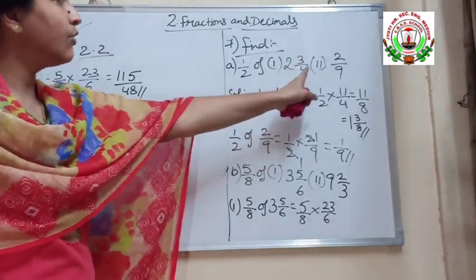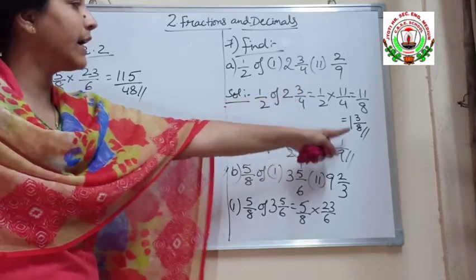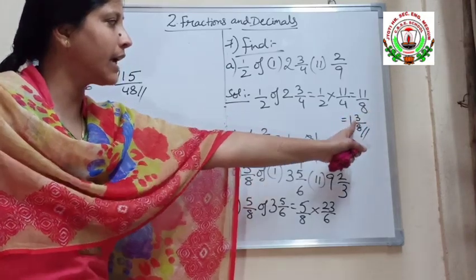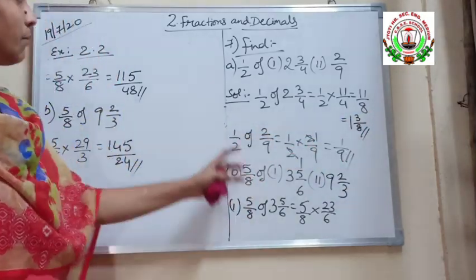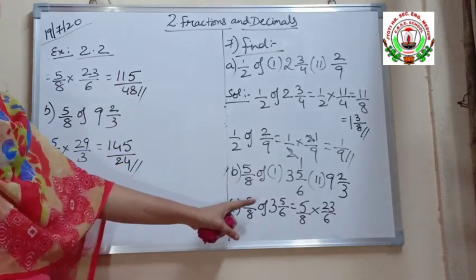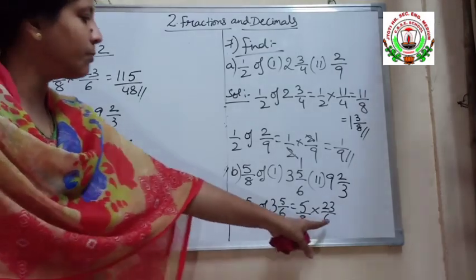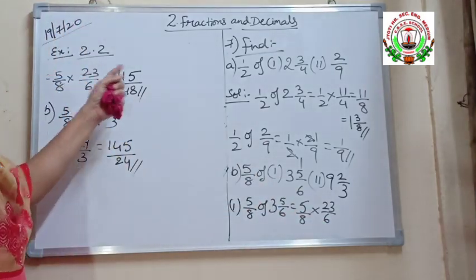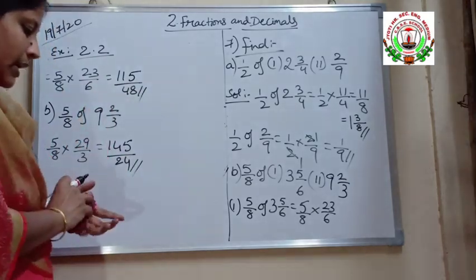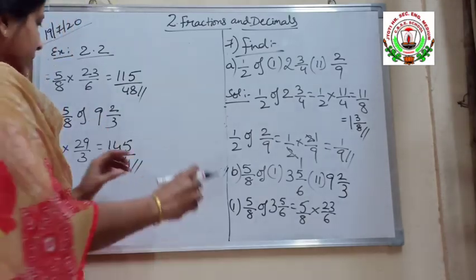See, they have given here half of this 2 3 by 4. So I changed this mixed fraction into an improper fraction, multiplied, and got an improper fraction, which I changed into a mixed fraction. But in this one, they asked you to just find the value. So I changed the mixed fraction into an improper fraction and multiplied numerator with numerator and denominator with denominator. Last, now they have given only one problem solving, so let us solve it.